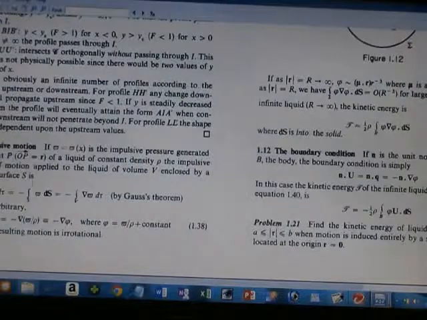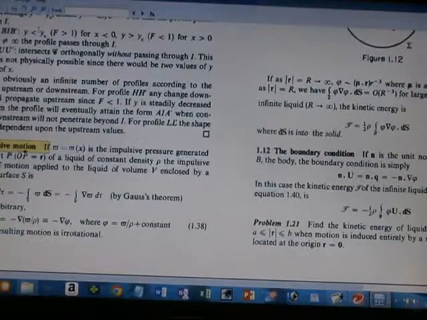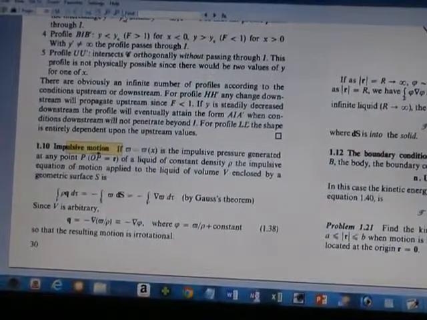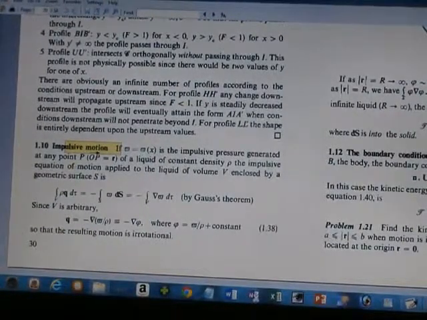So this is the impulse motion. Impulse motion of the fluid. The equation represents the impulse motion of the fluid.